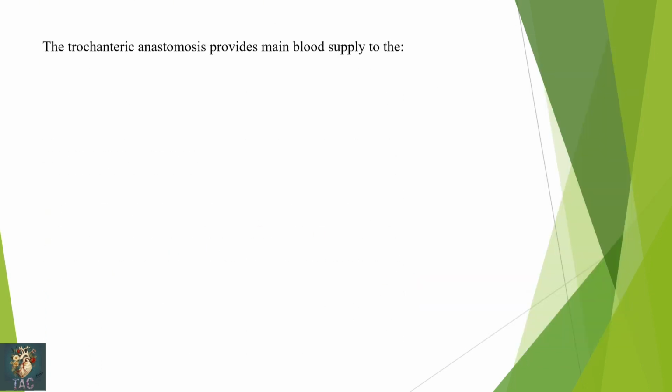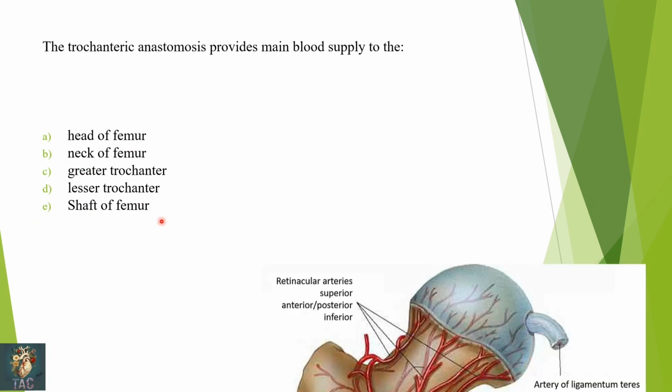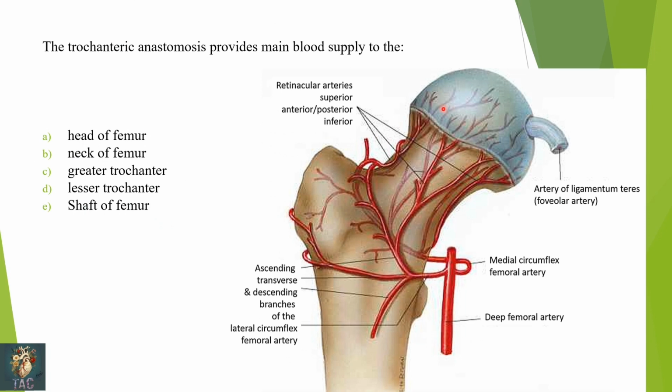Next is, the trochanteric anastomosis provides main blood supply to the head of the femur, neck of the femur, greater trochanter, lesser trochanter, or shaft of the femur. So look at this. This is the trochanteric anastomosis, and it is basically supplying the head of the femur.